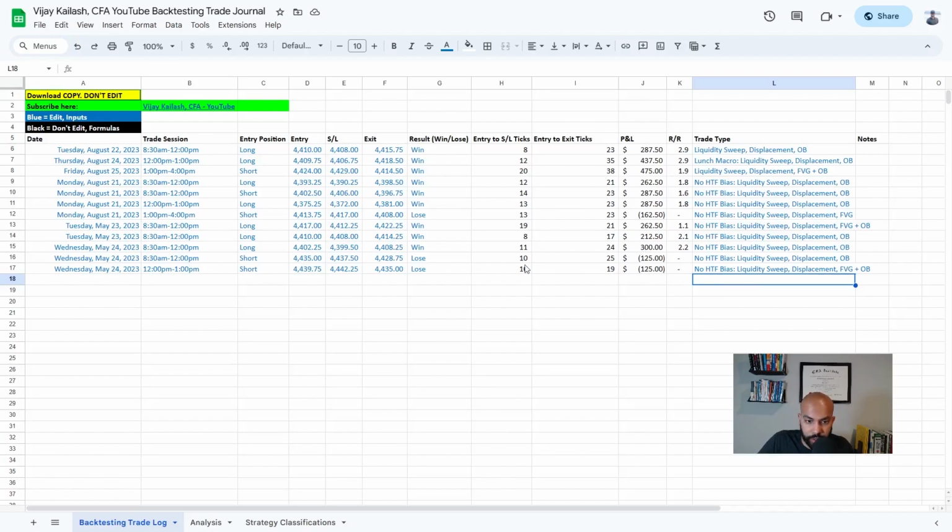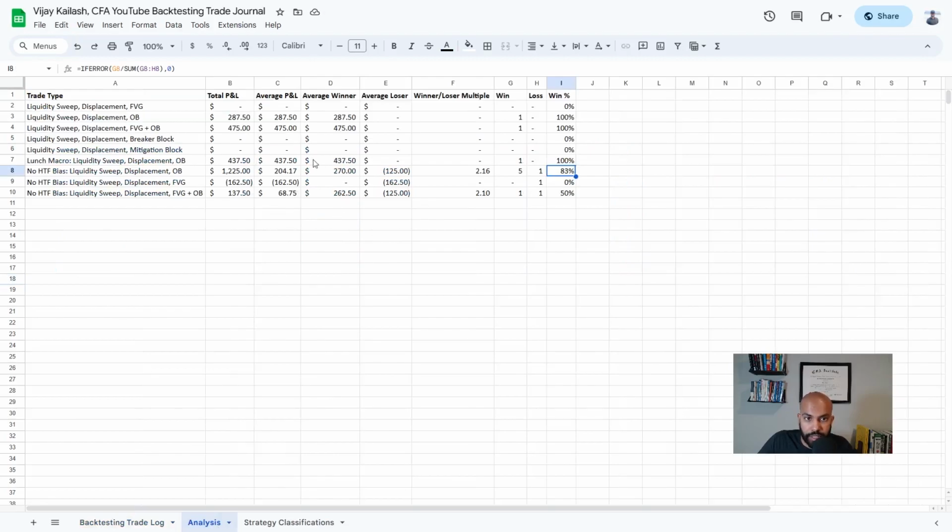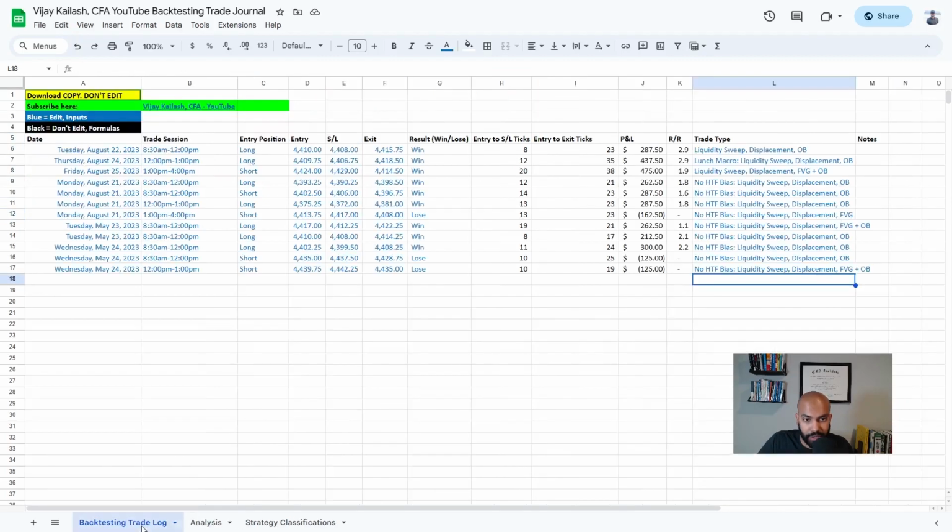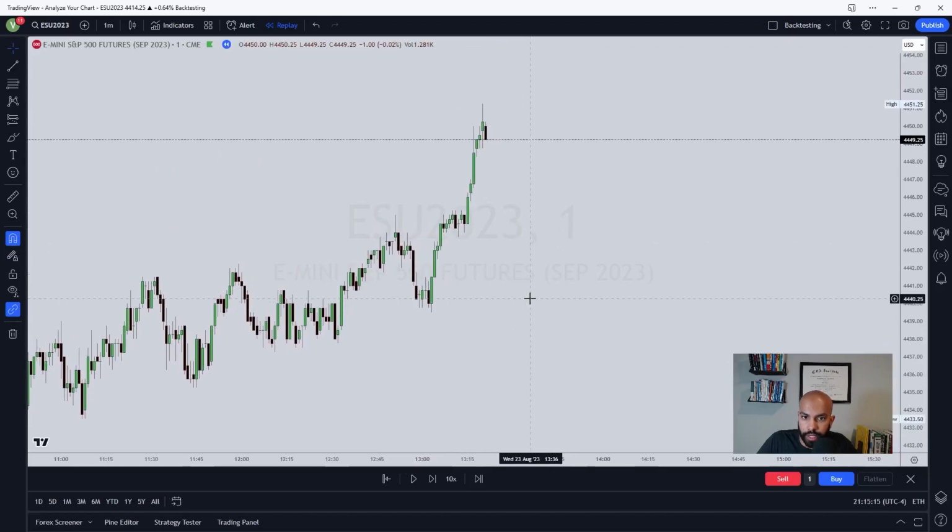So another $125 loss. But if you notice, our average loser is very small. Our average winners are higher. That is the whole point of this. It's a statistics game and you just got to keep going. Well, let's continue. Okay, so I took out liquidity.